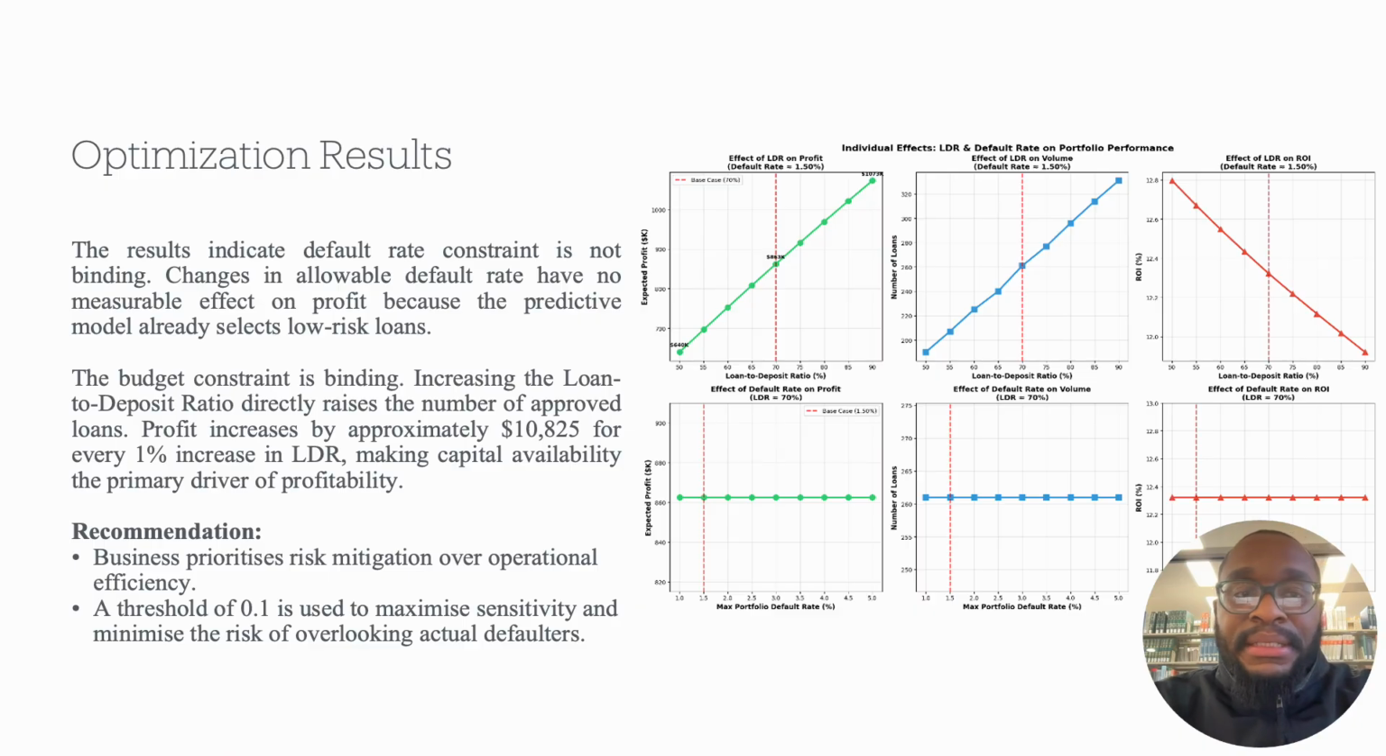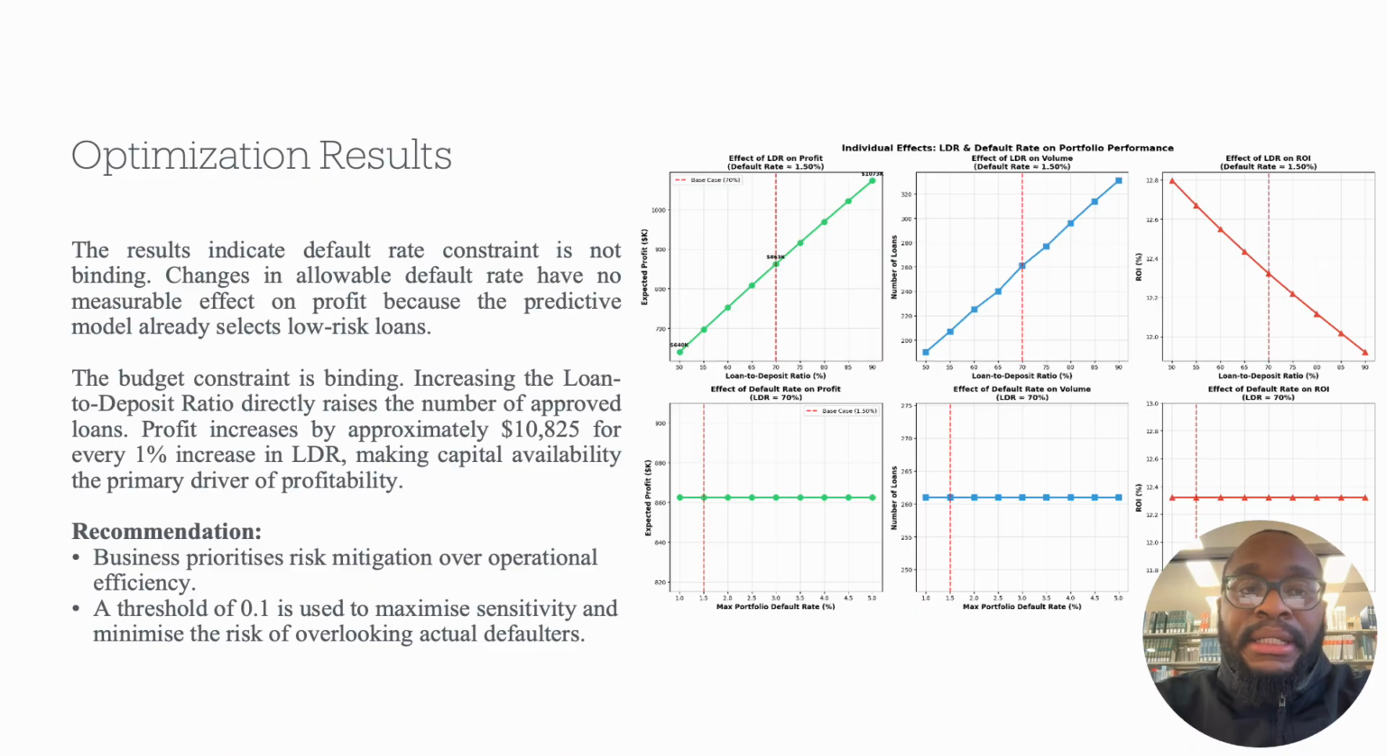Having a look at the optimization results, we can see that the default rates constraint is not binding. This is intuitive, as our loan application goes through two filters. The first, which reduces the probability of default, and the second which optimizes the profit. So high risk loans are not selected. So basically we do not need a default rate constraint.